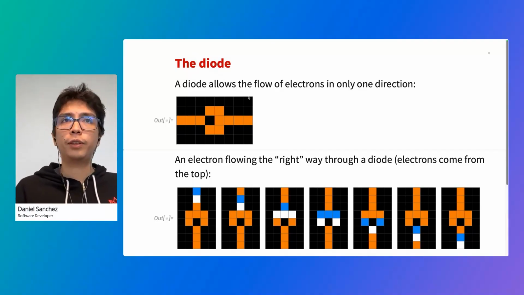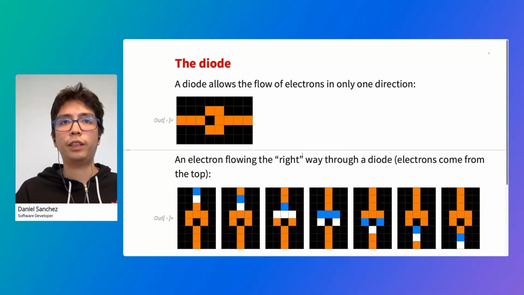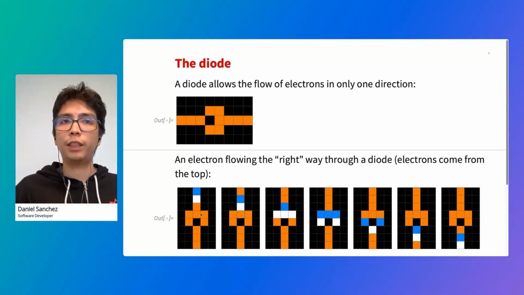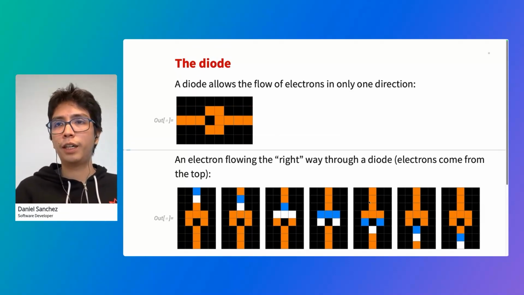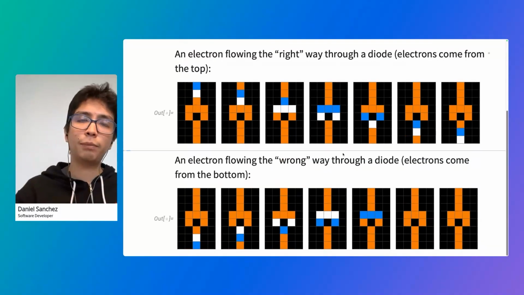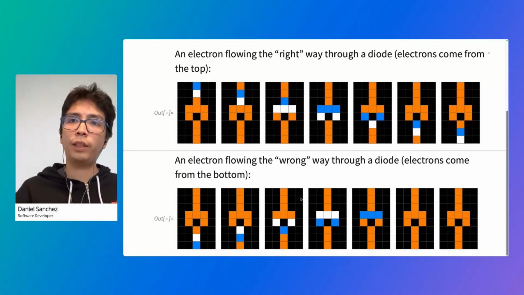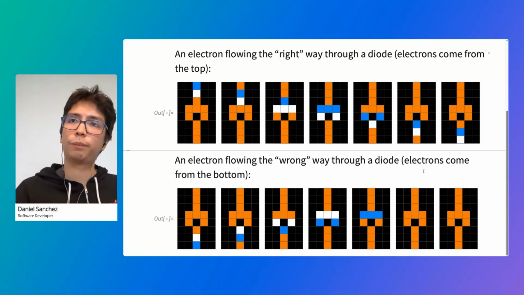So the diode allows the flow of electrons in only one direction. Here in this example, an electron is coming from the top, and you will see that it's going through the right way of the diode, which is why an electron is moving downwards successfully. But in this example here, the electron is coming from the bottom and it's going the wrong way, so that's why an electron is not being transmitted to the top.